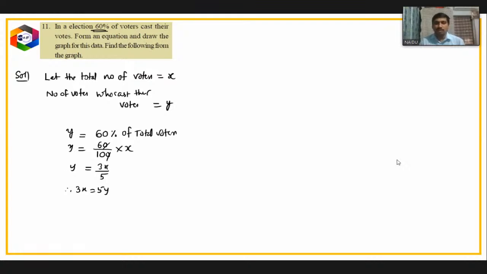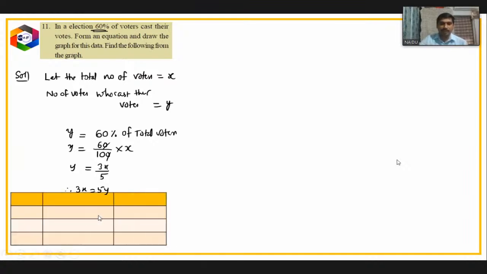Now we have a linear equation. For this linear equation, we have to take some points and plot those points on the graph sheet. We have to find solutions, represent them on the graph and draw it. After drawing the graph, we will be asked some more questions from the graph. So first I am going to draw the graph, and before that I am taking a table.